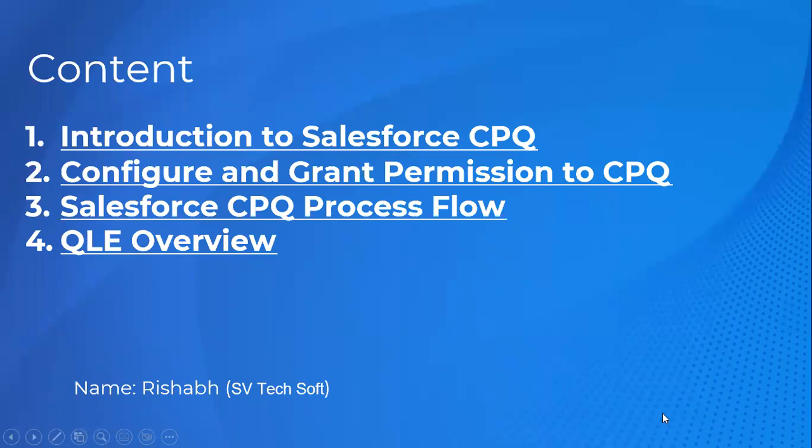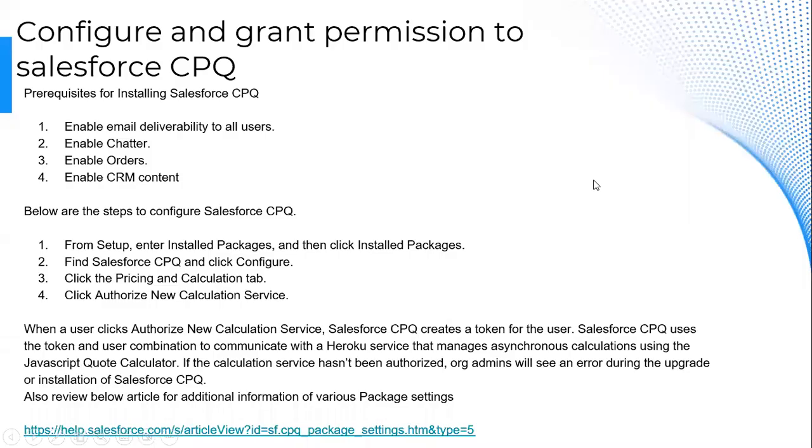Now let's check how we configure and grant permission to Salesforce CPQ. There are some prerequisites before we install a Salesforce CPQ package. Before we install the CPQ package, the first thing we need to do is enable email deliverability to all users. The second thing is we need to enable Chatter. Then we need to enable orders. And the last thing is we need to enable CRM content. So these are the 4 prerequisites if we want to install Salesforce CPQ.